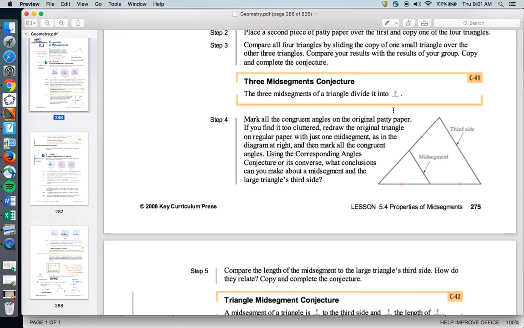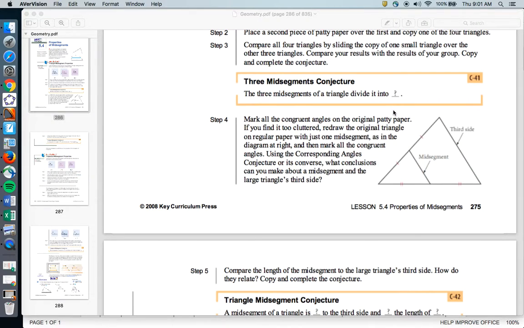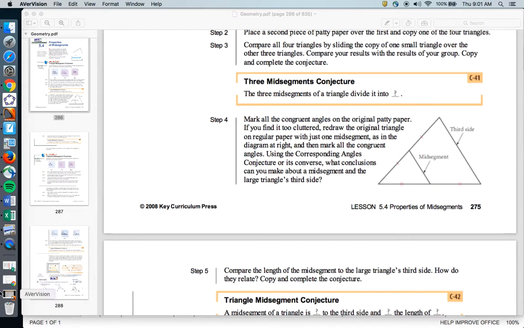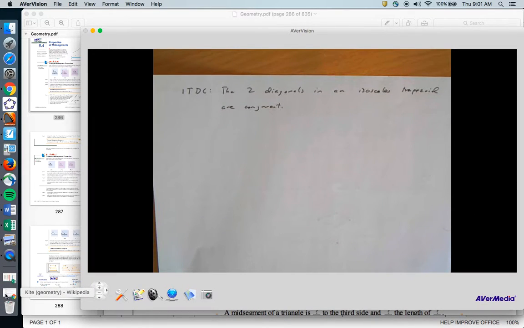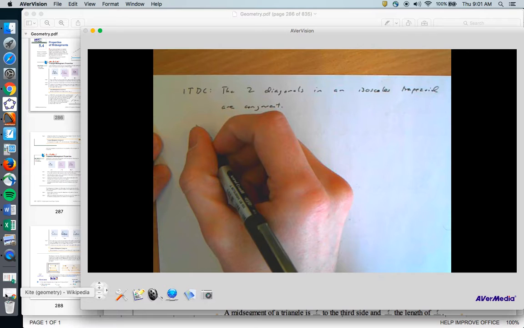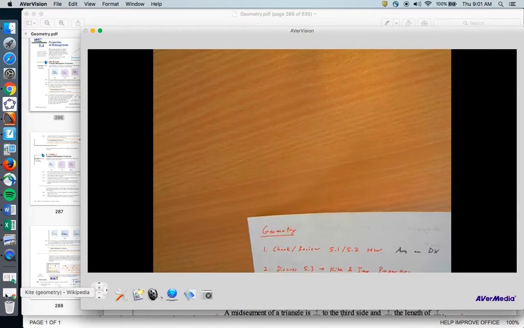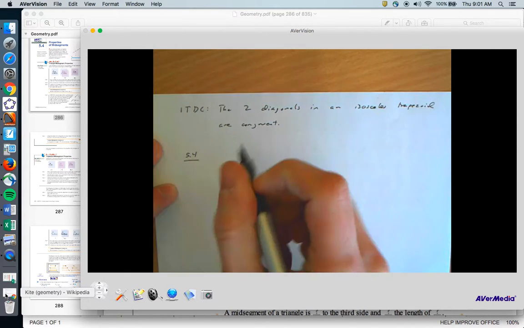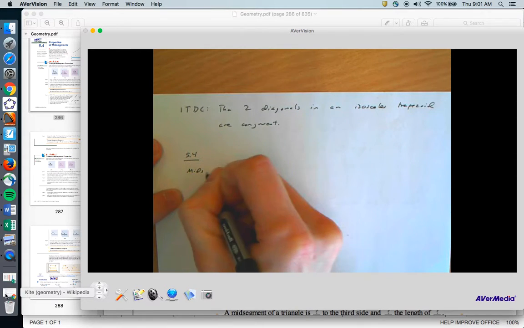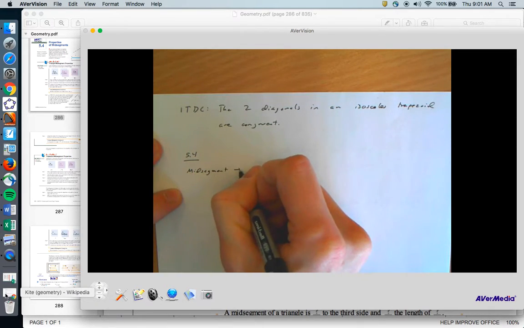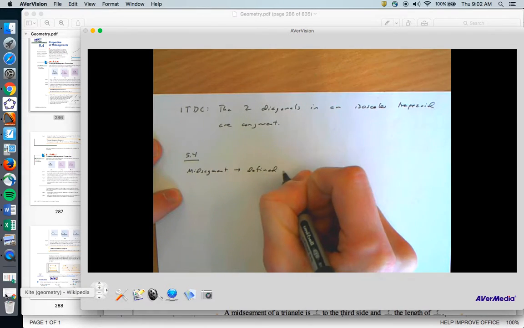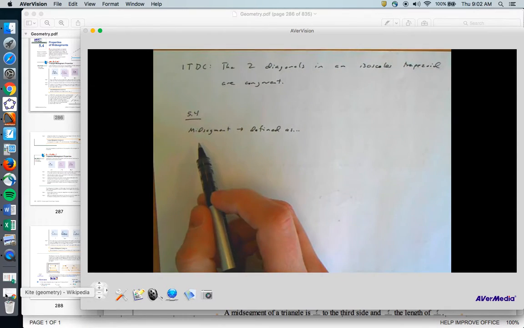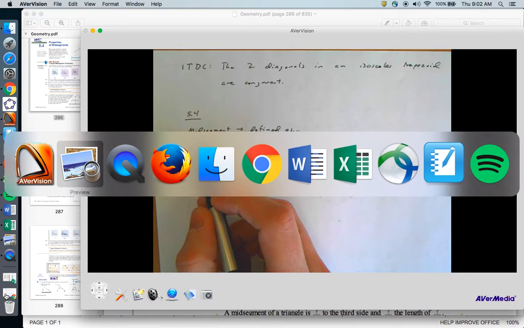Let's write that up. Oh, got to open it here. So, make a new section here. 5.3. All right, so this is 5.4 now. 5.4. Midsegment. Actually, I'm going to let you guys fill that in, defined as. But we can't talk about the properties of a midsegment if we don't know what it is. So be sure that you are comfortable with what a midsegment is.